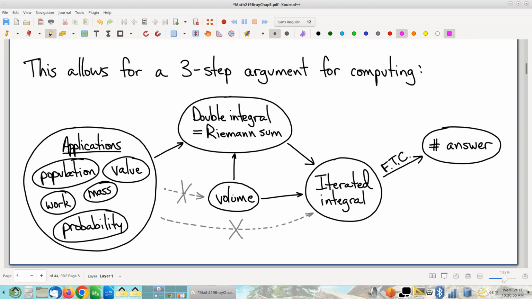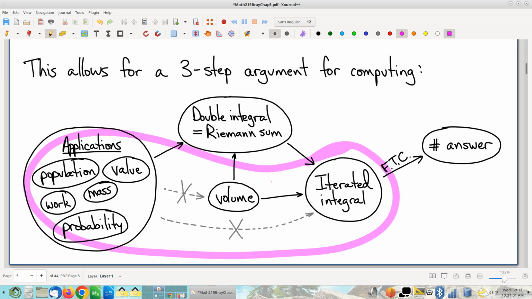So let me just remind you kind of what the deal was. We started off by considering this part of the diagram last time. I wanted to compute in particular. First, I wanted to compute volume, and I found that you can compute volume with an iterated integral, right?